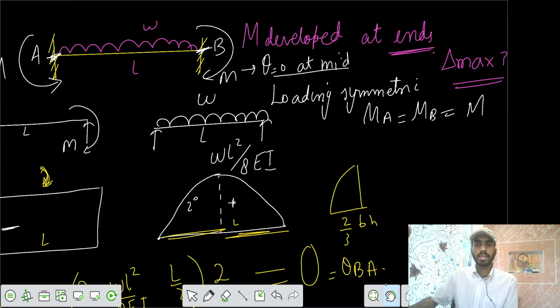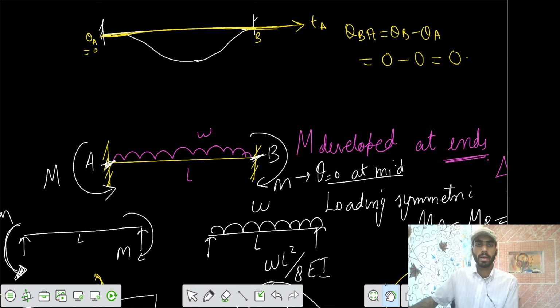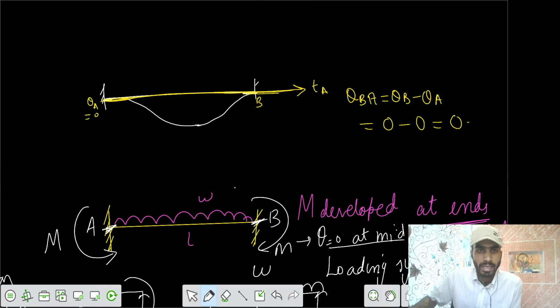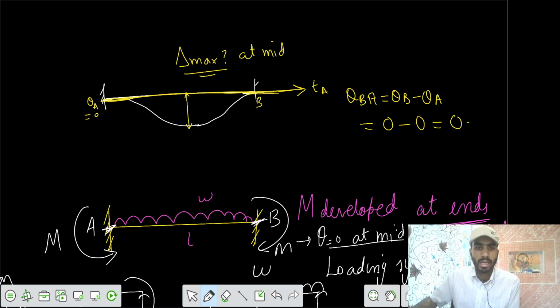Now you want to find the delta maximum. From this figure we can say delta would be maximum at the mid. Delta is maximum at the mid. So how can you solve that?